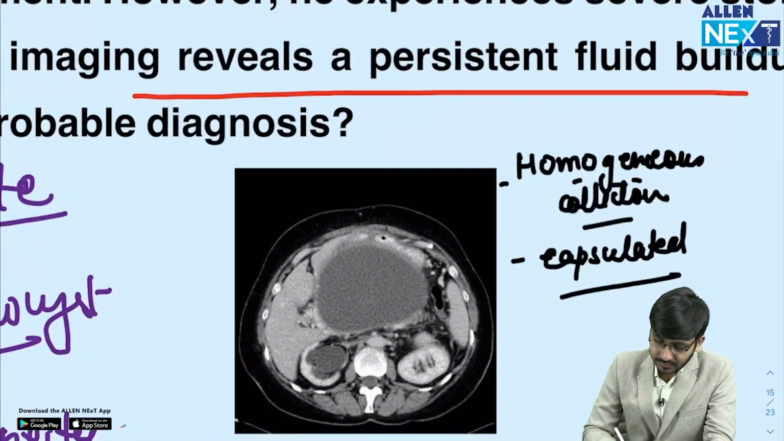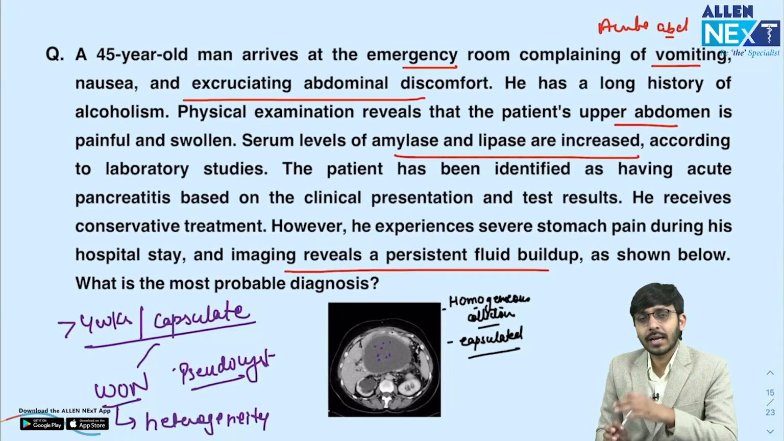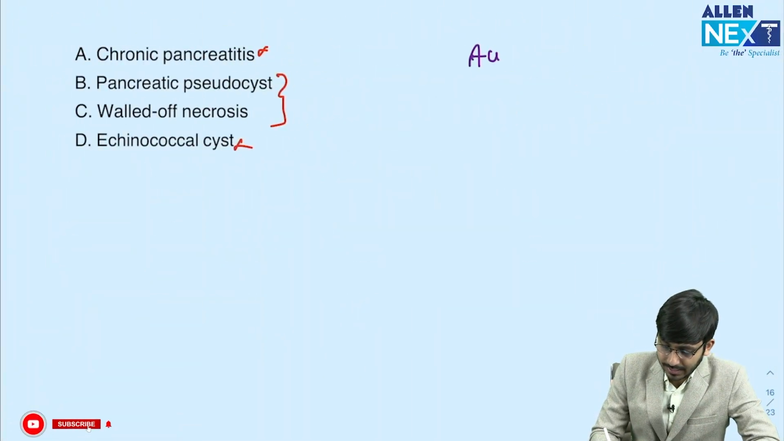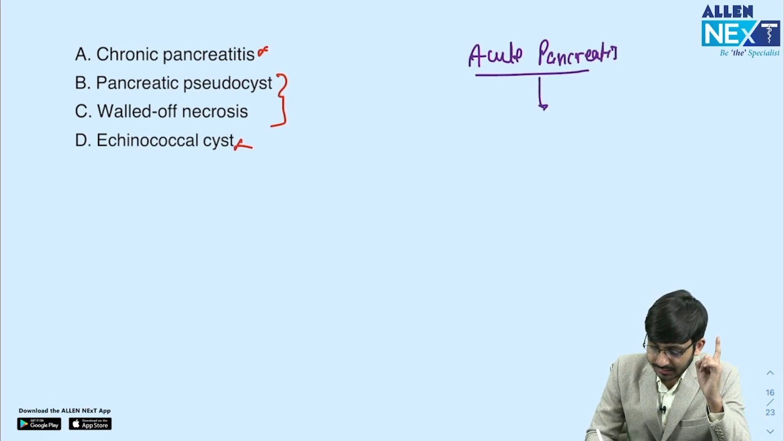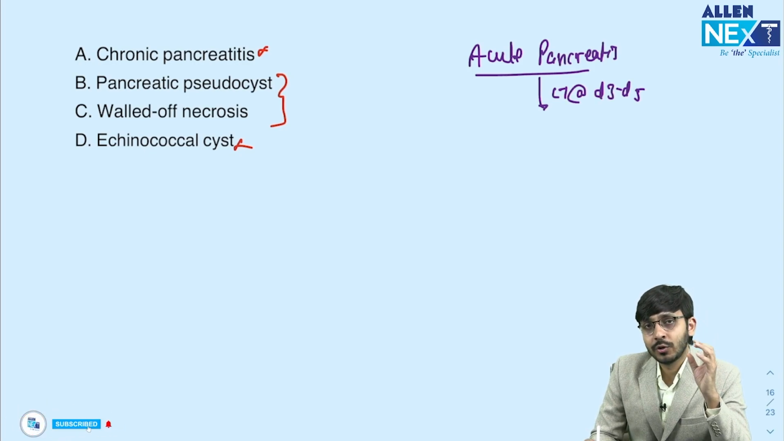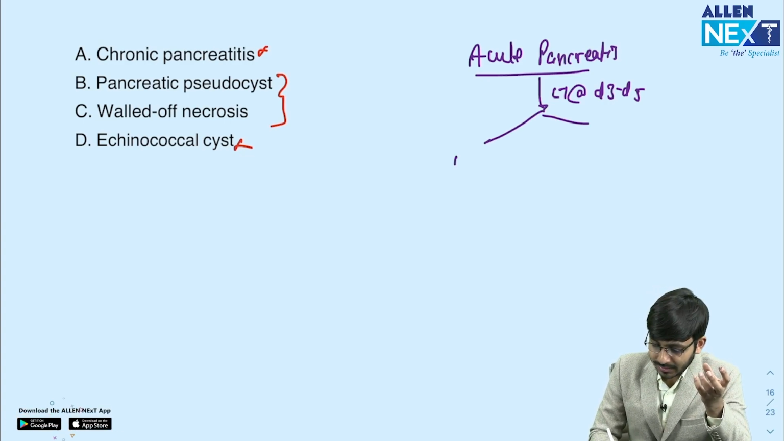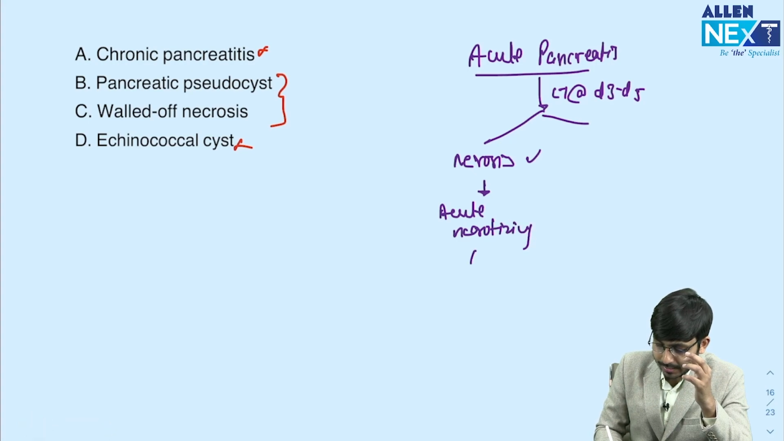It is heterogeneous within. Okay, I'll show you an example. But remember, in an acute pancreatitis patient, when will you do a CT? First question, the CT is done at day 3 to day 5. Why? Because during this time, the necrosis is best seen. Now, if necrosis is present, it will be an acute necrotizing pancreatitis.